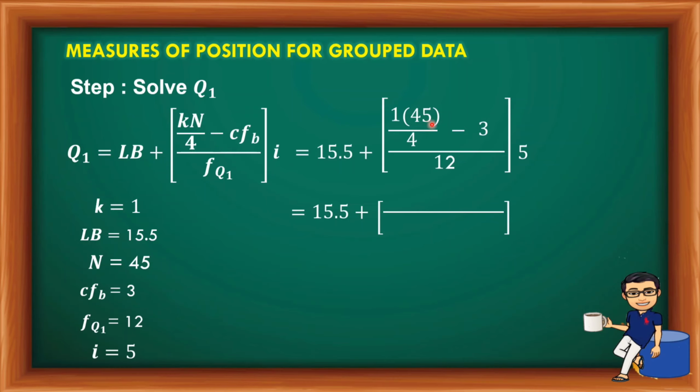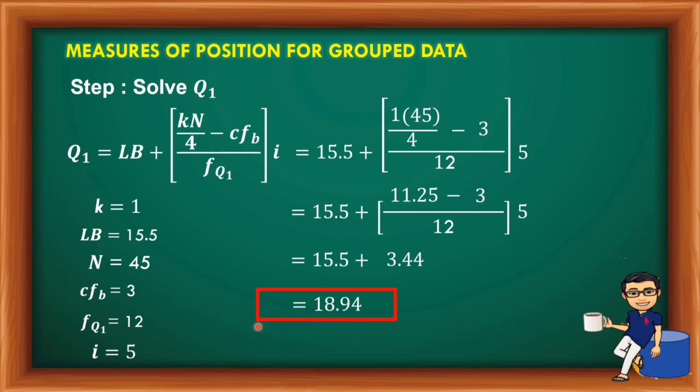So, we copy 15 and 5 tenths plus, we just perform the indicated operation here. So, 1 times 45 is 45 divided by 4. That is 11 and 25 hundredths minus 3 over 12. So, we just copy times 5. Then, we copy again 15 and 5 plus 11 and 25 hundredths minus 3 divided by 12 times 5 is 3 and 44 hundredths. At pag inadd natin ito, yun yung magiging quartile 1 natin, which is 18 and 94 hundredths. And what's the meaning of this?